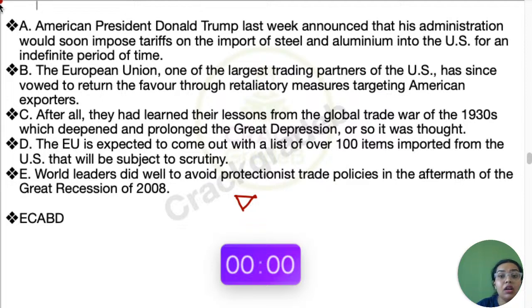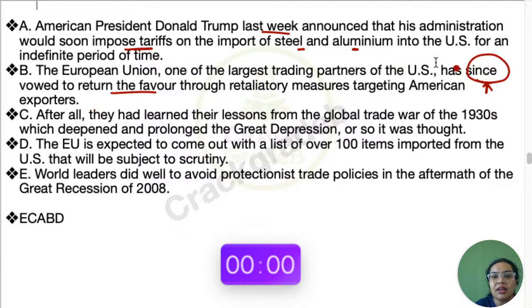Okay, so here, American president, we are getting the title, and then we are also getting Donald Trump. So name and the title. Last week announced that his administration would soon impose tariffs on the import of steel, aluminium into the US for an indefinite period of time. But suddenly, what happened? Why happened? We don't know. Hold on. The European Union, one of the largest trading partners of the US, has since vowed to return the favor through retaliatory measures targeting American exporters.